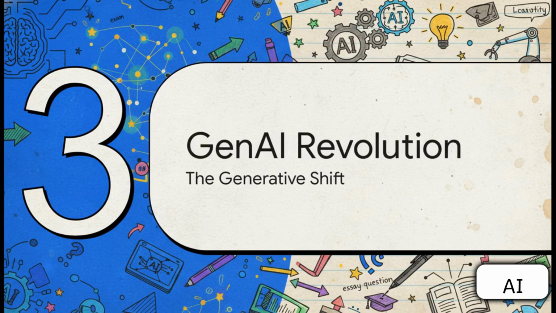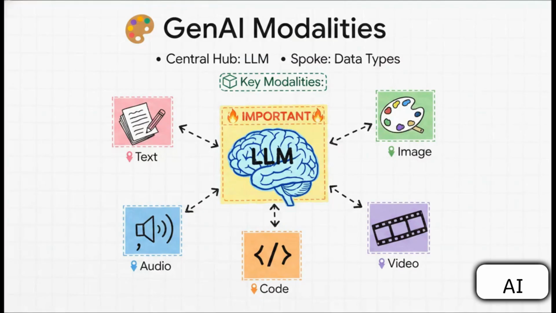Section 3. The Generative AI Revolution. Okay, this is the hot topic right now. If there's an essay question on your exam, there is a massive chance it's going to be about this. Generative AI, or Gen AI, refers to algorithms that produce completely novel, human-like content. It doesn't just analyze things, it actually creates text, images, audio, video, code, you name it.